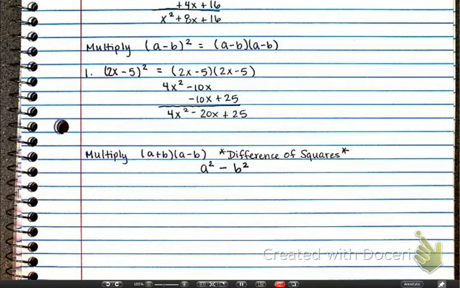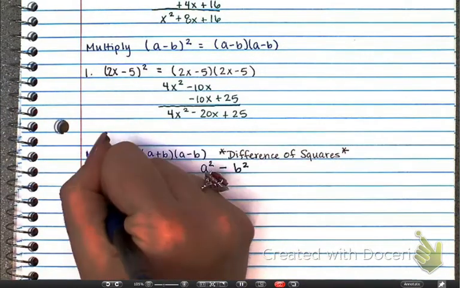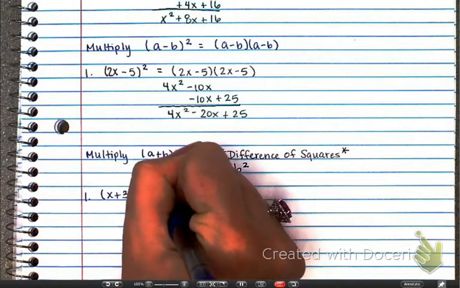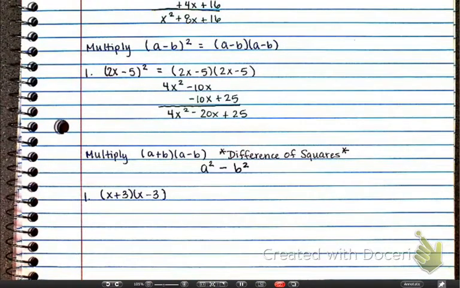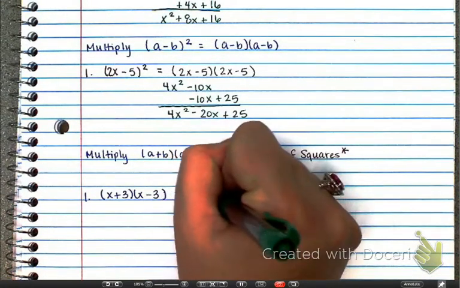I'm going to show you. It's going to be whatever a is squared and then whatever b is squared, and it's always going to have a subtraction sign. So for instance, we're going to look at x plus 3 and x minus 3. Now, without doing any work, I can tell you the answer is x squared minus 9.